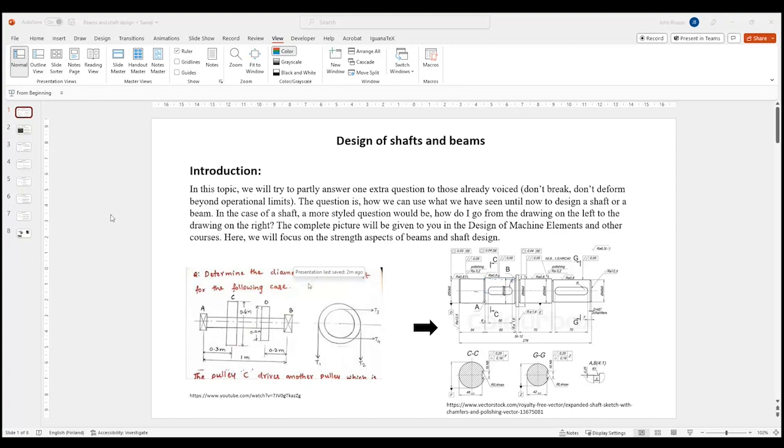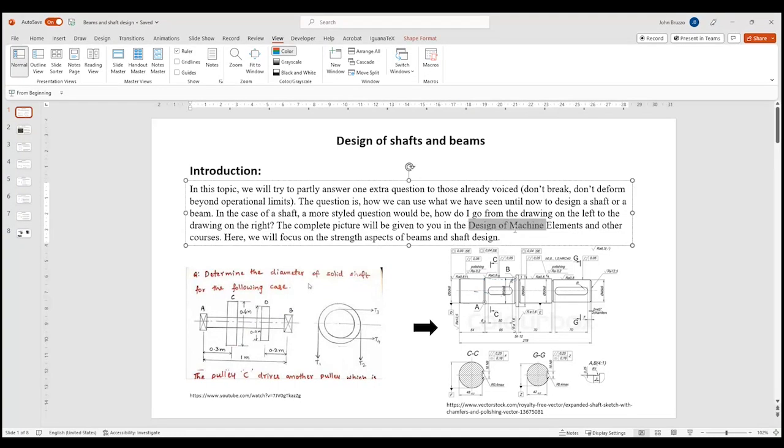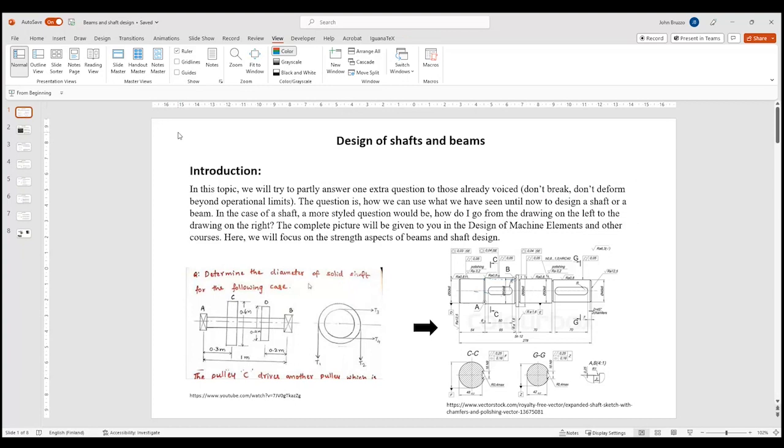I also mentioned in this slide, and I was curious about this, that you will study this later in a course named Design of Machine Elements. And you could see in the idea of this slide that when you are given this, how is it possible that we can go from this type of schematic to something like this? So this is a shaft here.